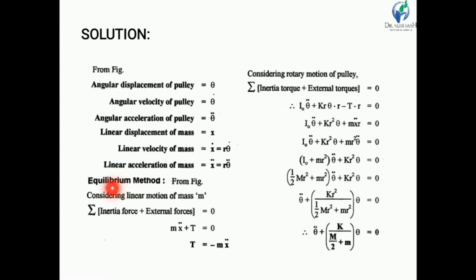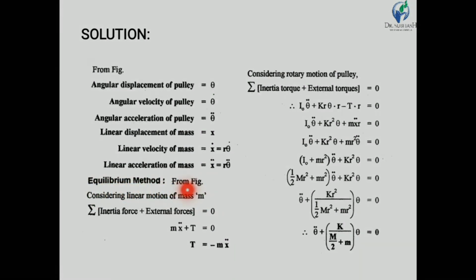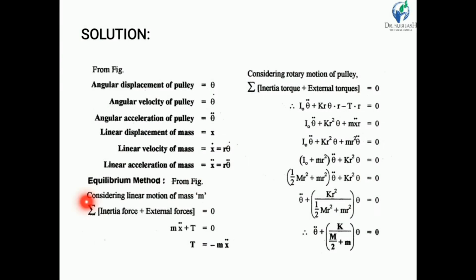First we use the equilibrium method. This problem we solve by using two methods. First is the equilibrium method. From the figure, considering linear motion of the mass, according to the D'Alembert principle, the summation of inertia forces plus external forces is 0. Then we can say that our system is in equilibrium.